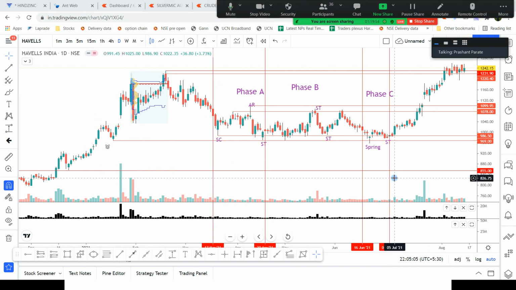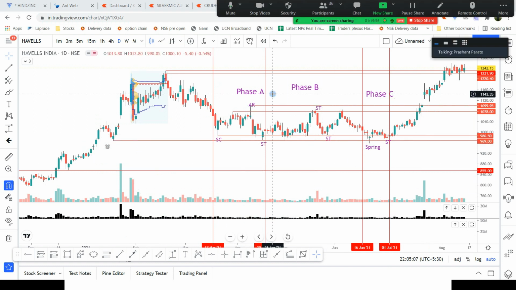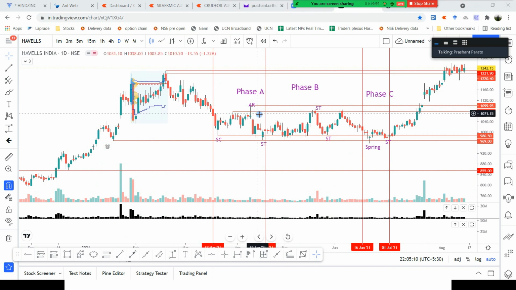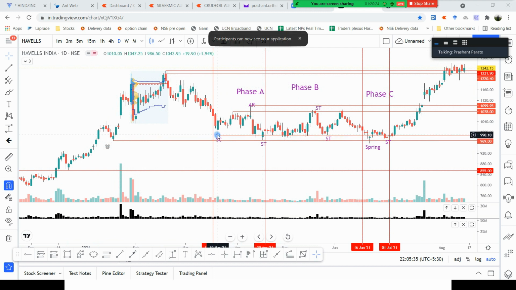So what I do is I never take a breakout trade. Whenever a stock is breaking out, I just wait and watch. If it breaks out and goes higher and higher, I keep on watching till it consolidates. Here we can see what I usually do is I mark highs and lows. This low I had marked, this low I had marked. These highs were marked, and at these prices I keep alerts. When the stock reaches this level, I check what happens.